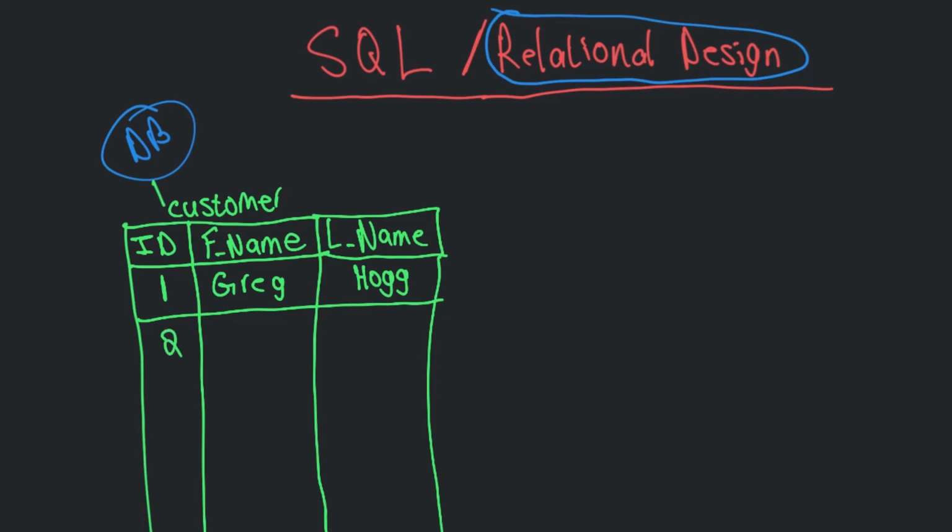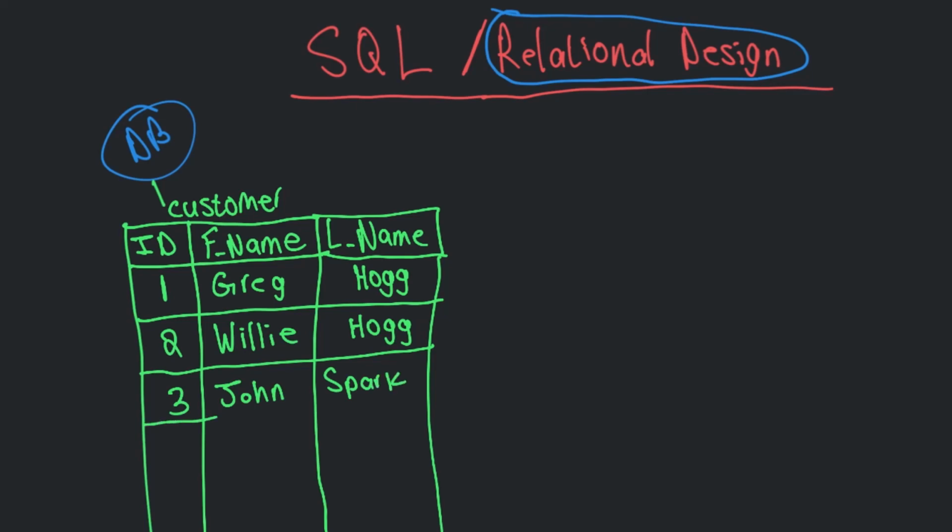So maybe we have another ID field where we have my cat. His name is Willie. I hope not to misspell him. And he'd probably have the same last name as me. And maybe we have some rando, like John Spark. John Spark, if you're watching this, that's funny.